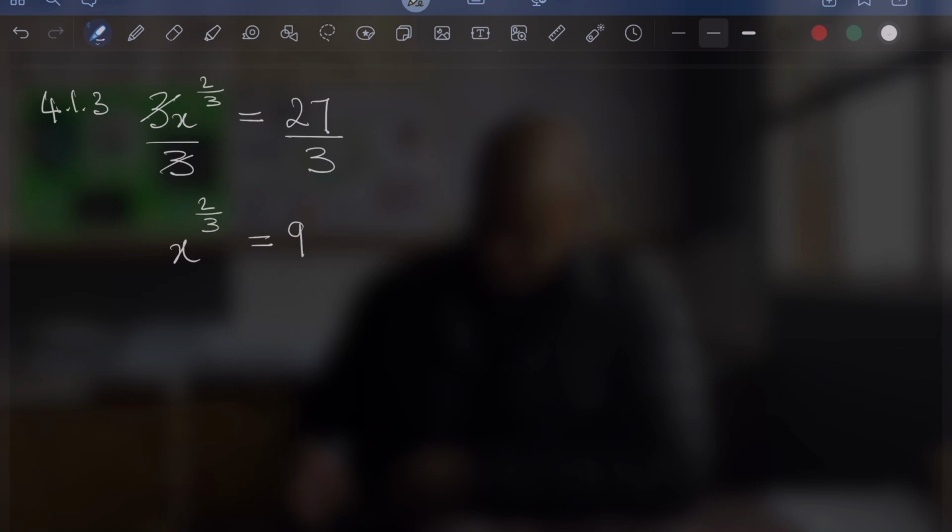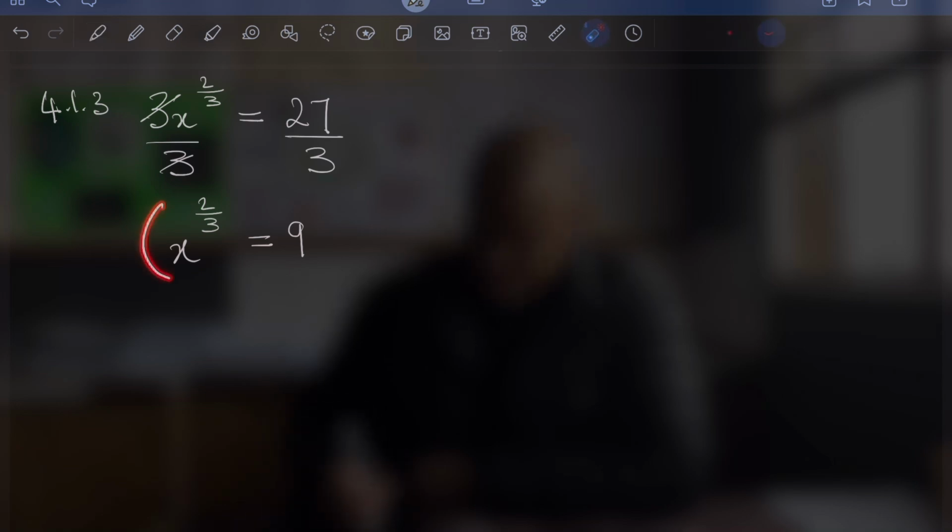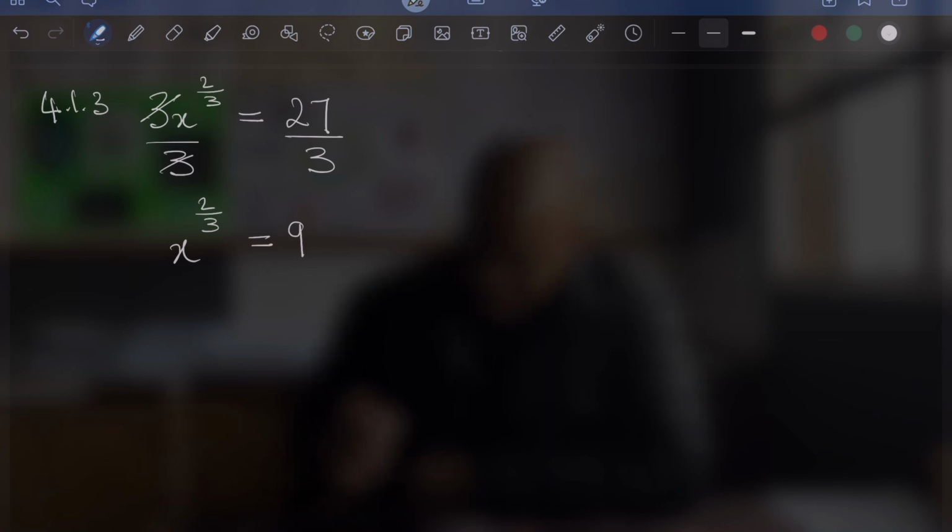So now I'm going to use the reciprocal of 2 over 3 and I'm going to raise this power to a power. So I'm going to use exponent laws. And if I raise a power to a power, I simply need to multiply those exponents. And I will need to do the same thing on the right-hand side.